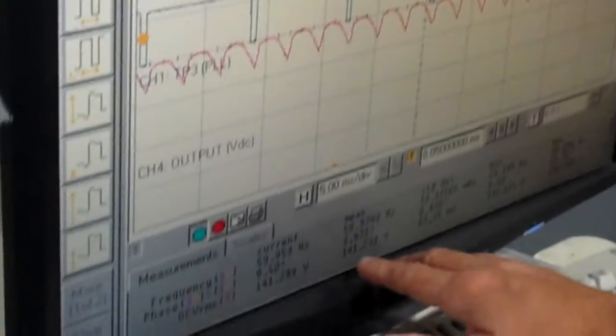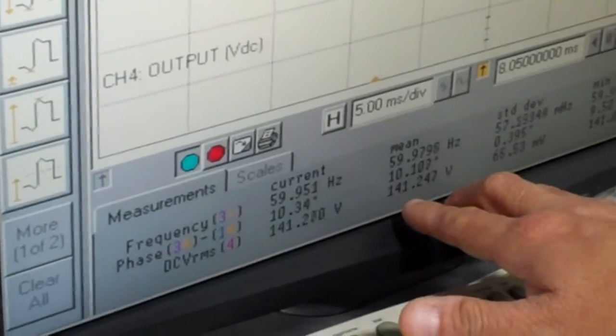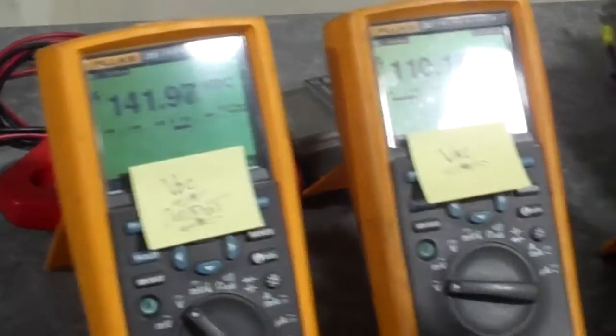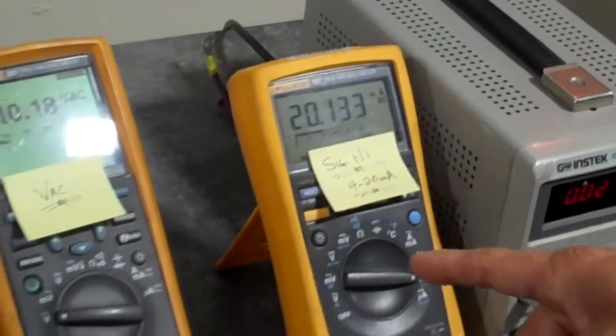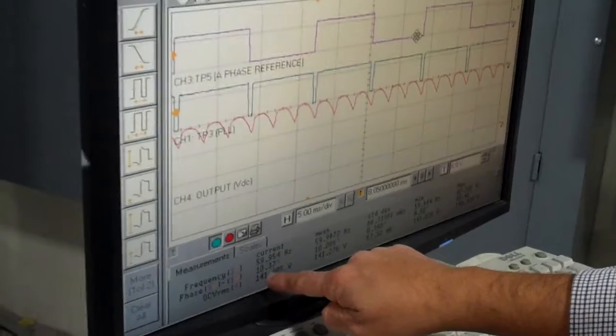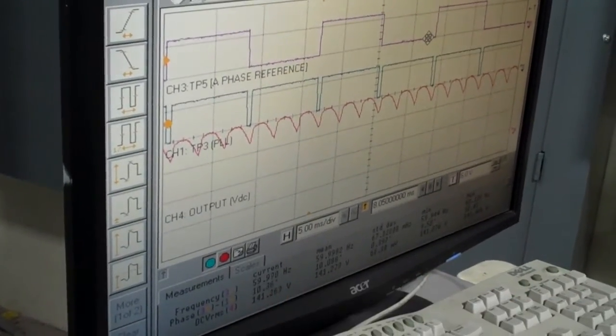The delay angle, it's from 9.8 to 10 degrees, and the maximum DC output is 141. At this point, we have our 141.9, 142 volts DC. The AC input is 110, and we have 20 milliamps. Again, the biggest concern here was the delay angle, which is this right here, and we can see it from here to here, and that is measured to be, it fluctuates between 9.5 and 10.3 degrees.